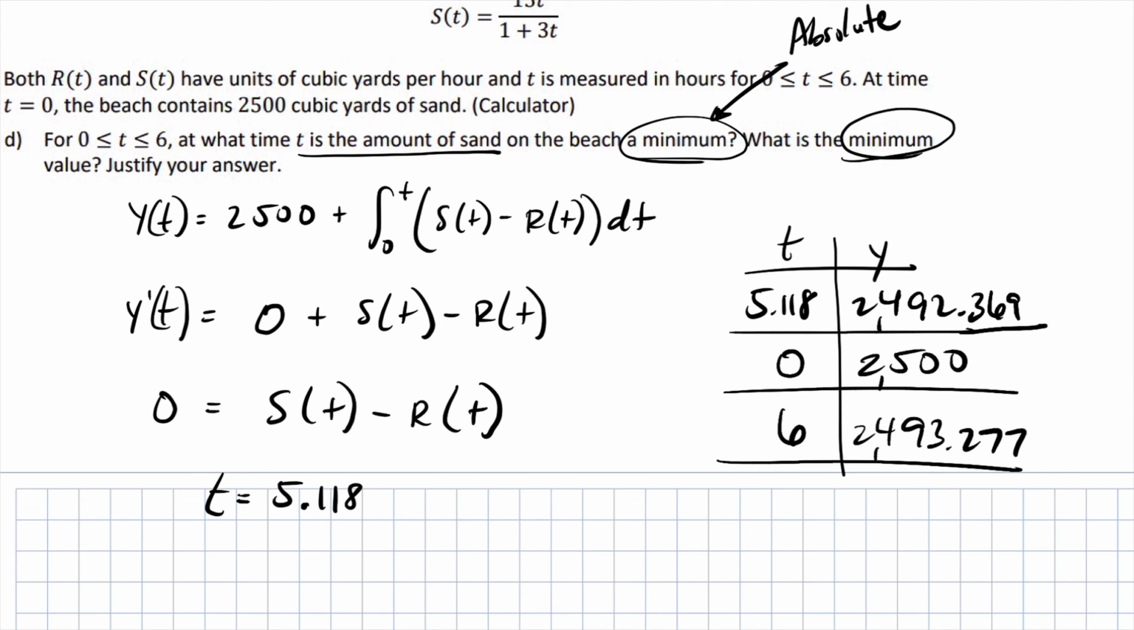Here's the question. A lot of you missed this on the test, because I did ask you an absolute minimum question. What's the absolute minimum? Exactly, the y value. So which of these y values is the absolute minimum? It would be this guy right here. So you would say the minimum value is 2,492.369 yards cubed. And when does that occur? When t equals 5.118.